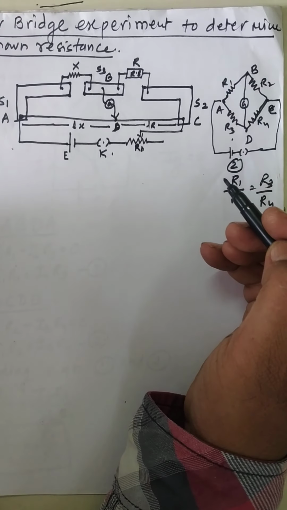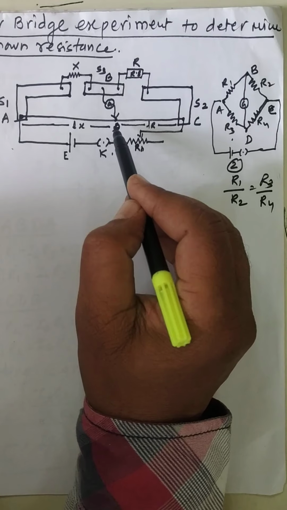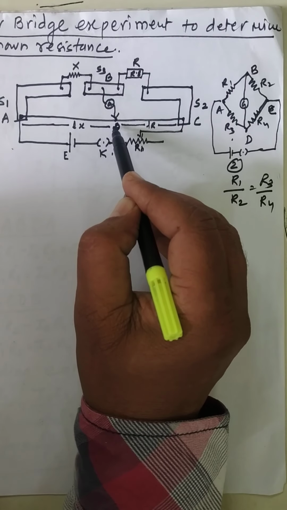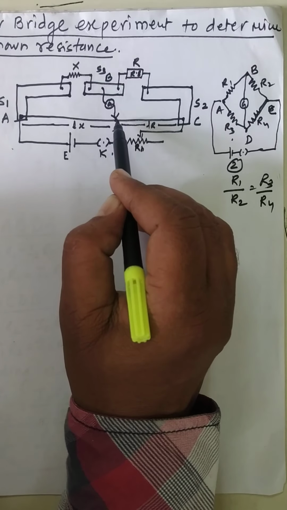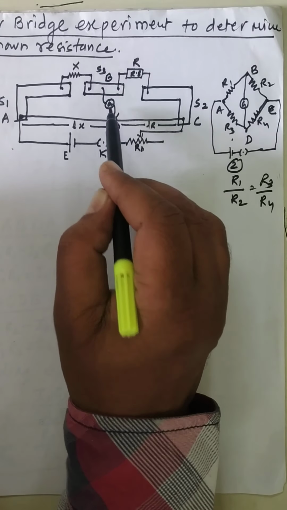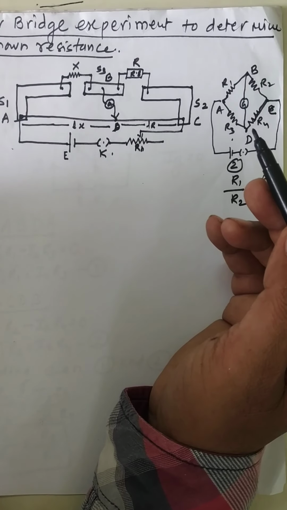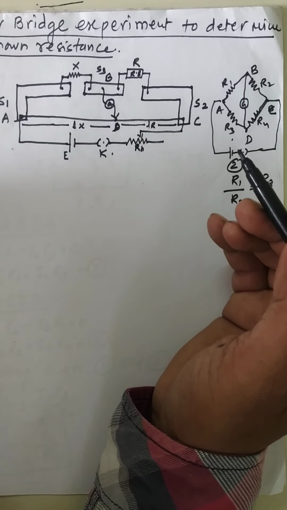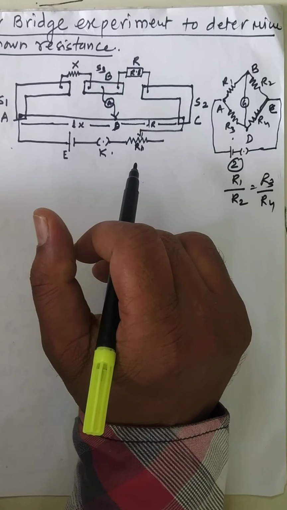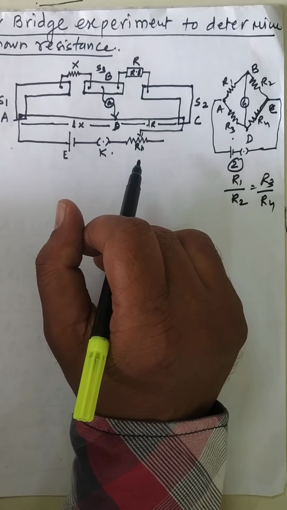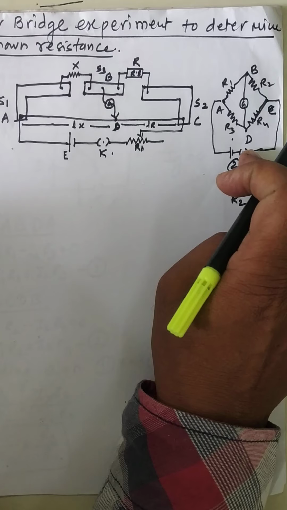Now, the balancing condition will be, that is, when you find out the balancing point D in such a manner that without touch of the jockey at the point D, the galvanometer should show zero deflection. So, when it shows the zero deflection, we can say that here the meter bridge is balanced now. Now the balancing condition will be R1 upon R2 is equal to R3 upon R4 in case of Wheatstone network.